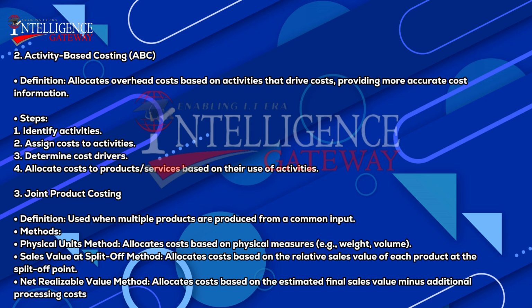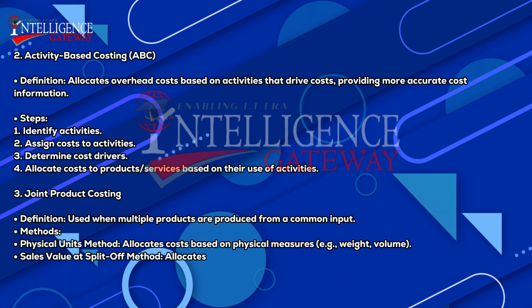3. Joint product costing. Definition, used when multiple products are produced from a common input. Methods. Physical units method, allocates costs based on physical measures, e.g., weight, volume. Sales value at split-off method, allocates costs based on the relative sales value of each product at the split-off point. Net realizable value method, allocates costs based on the estimated final sales value minus additional processing costs.